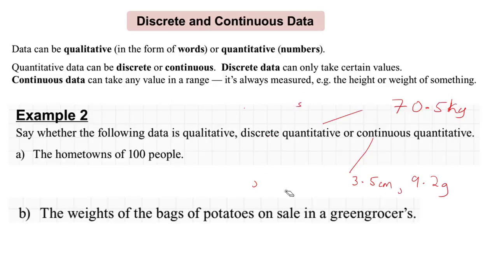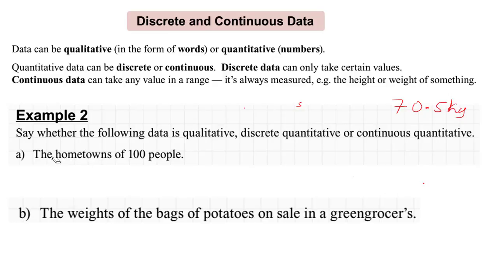Example 2 says, state whether the following data is qualitative or is discrete quantitative or continuous quantitative. So let's look at part A. Part A says the hometown of 100 people. Now, the focus is not 100 people. The focus is their hometowns.